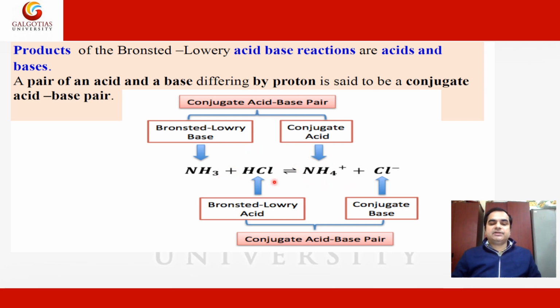Similarly, HCl is acting as an acid in this reaction, and when it donates the H plus ion to another base, it forms the Cl negative ion base. So HCl is the acid, while the Cl negative ion is the conjugate base of this HCl.